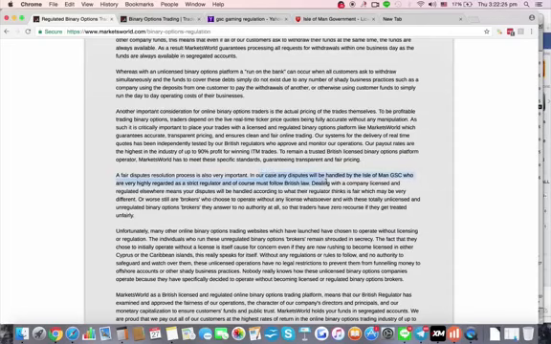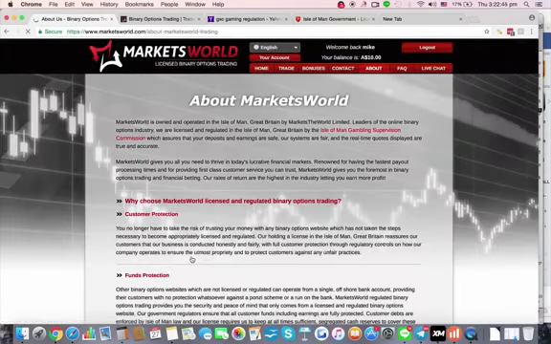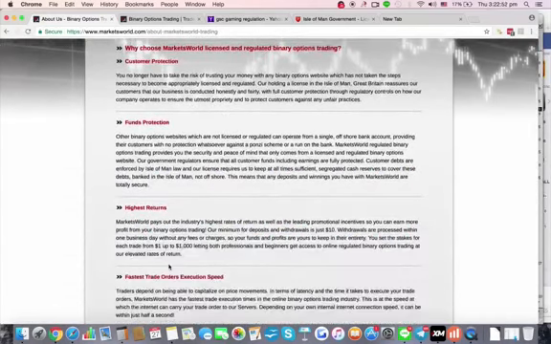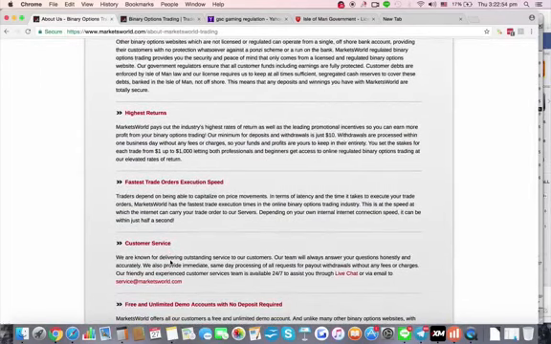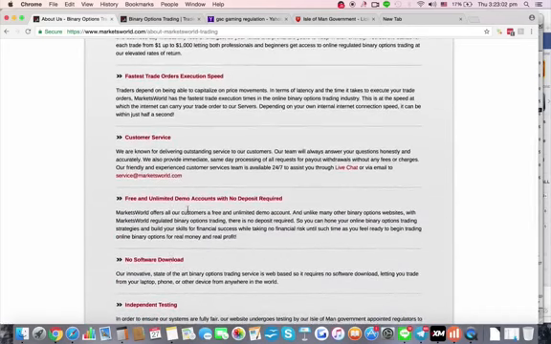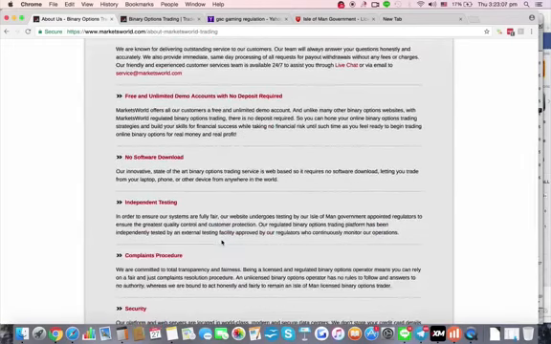All disputes are handled by Isle of Man GSC, which is regarded as a strict regulator, and they must follow British law. Okay, cool. For more information on licensing and regulatory requirements, please visit us on our About Us page. Let's go there. Customer protection, funds protection, highest returns, fastest execution. Well, I must say it's quite quick compared to many brokers. The loading time is fast. And customer service, unlimited demo accounts, no deposit required, no software download, independent testing.